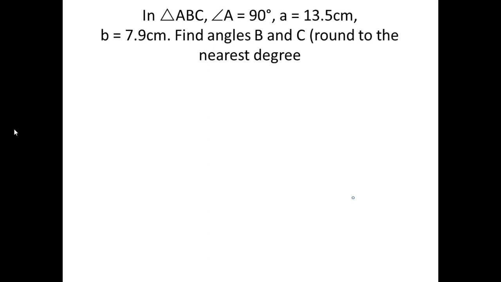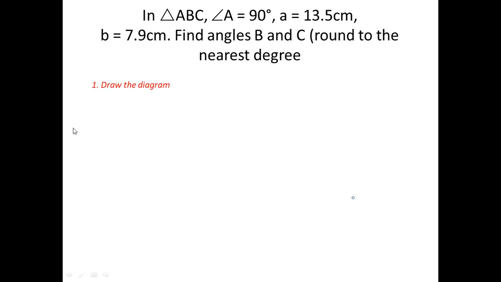In triangle ABC, angle A is equal to 90 degrees, little a is equal to 13.5 centimeters, and little b is equal to 7.9 centimeters. Find the angles B and C, round to the nearest degree.